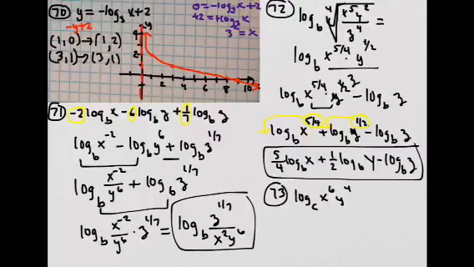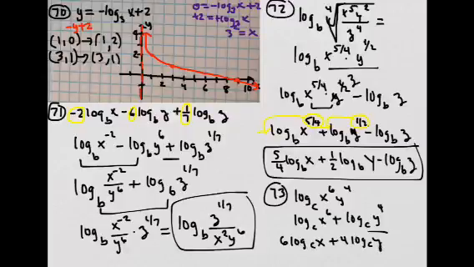So for 73, first thing I'm going to do, I'm going to write it as the sum of two logs. So this becomes log base c of x to the 6th plus log base c of y to the fourth. Now the exponents come down, so it's 6 log base c of x plus 4 log base c of y. And that's as expanded as you can get it.